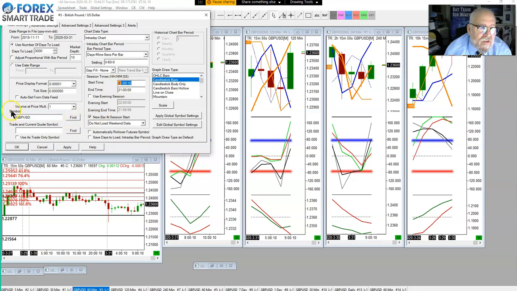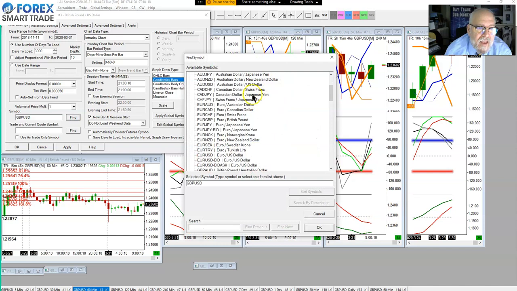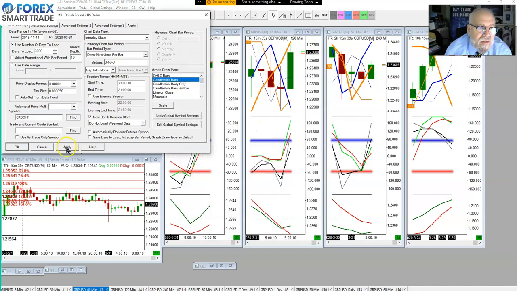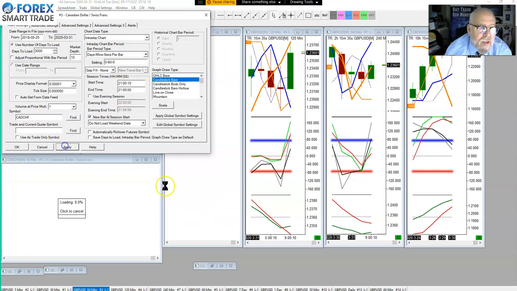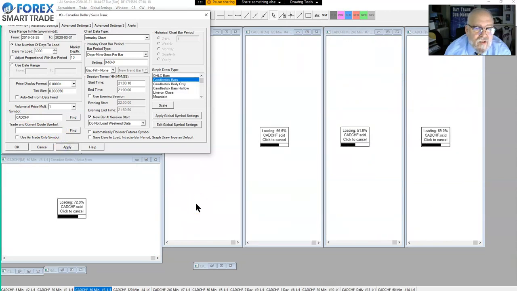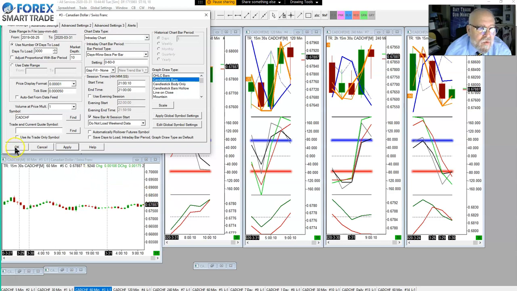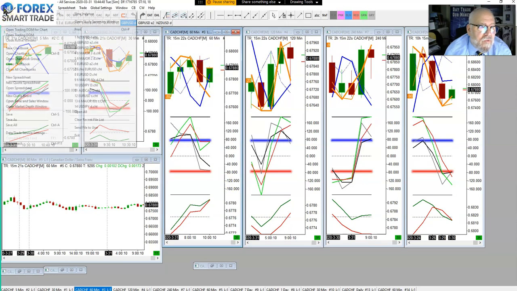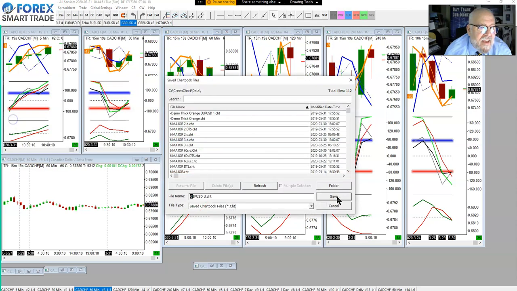So right over here under symbol, I click find, and I am going to find CAD CHF right here. I click OK, so it puts it in here. I click apply. All my charts are linked, so it's going to change them all to CAD Swiss franc. I'm going to click OK, and then I am going to do File, Save As, and I'm going to rename this CAD CHF.